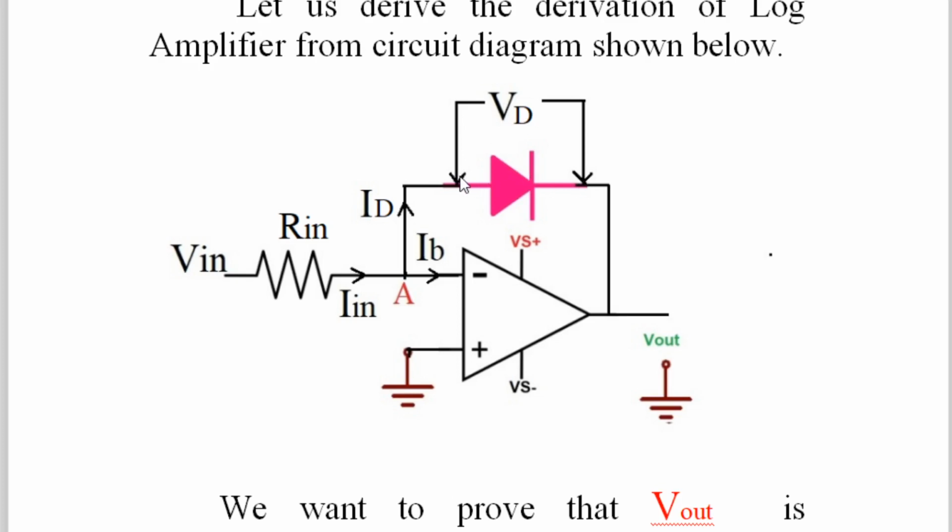Potential difference between anode and cathode. Anode is connected to the point A, so that is your VA, and the cathode is connected to the point V out, so this point is at V out. So VD is equal to VA minus V out. Very simple here. VD is equal to this point's voltage VA minus this point's voltage V out.